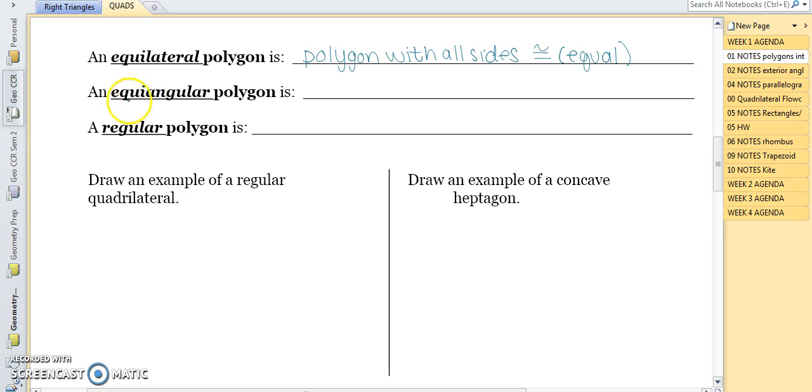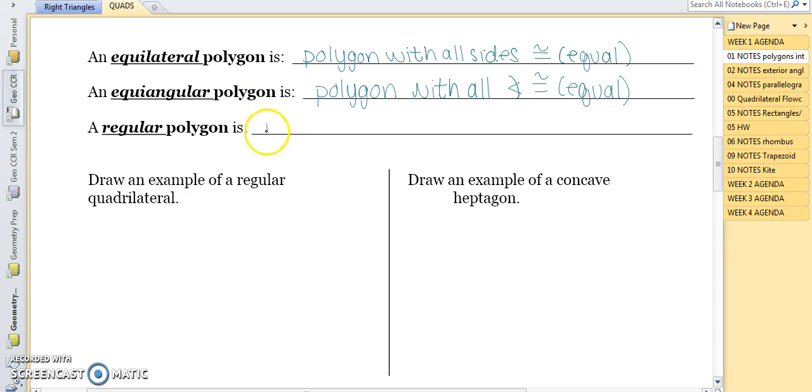I'm sure you guys can guess what an equiangular polygon is, right? Equal, equi, and then angular. We're talking about the angles. So that type of polygon is a polygon with all angles congruent or equal. Equiangular.